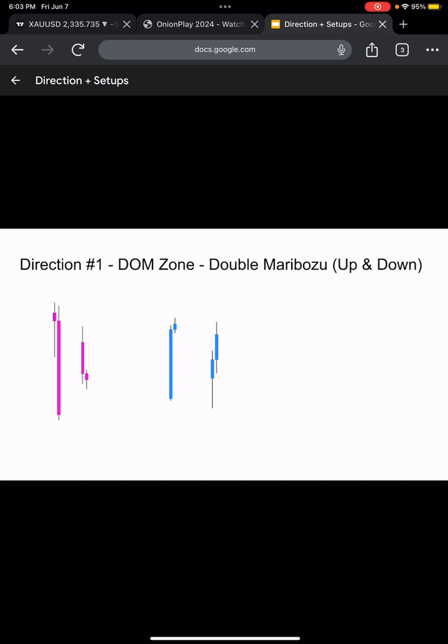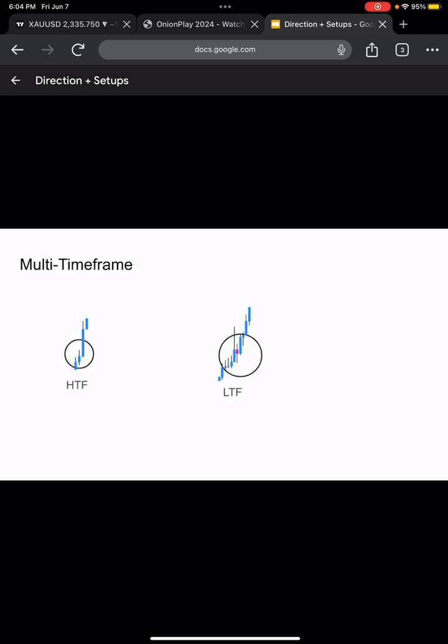So let me teach you the first direction. So direction number 1 is the Dom zone, otherwise known as the double Mariposa, and it's basically just 2 candles up and down. Doesn't matter if it's 2 red candles, 2 green candles. It could be a red and a green, or a green and a red, just as long as it's up and down, not side by side, and not engulfing. So I'll show you what that looks like. So in the higher time frame, what it looks like is basically you have a double Mariposa.